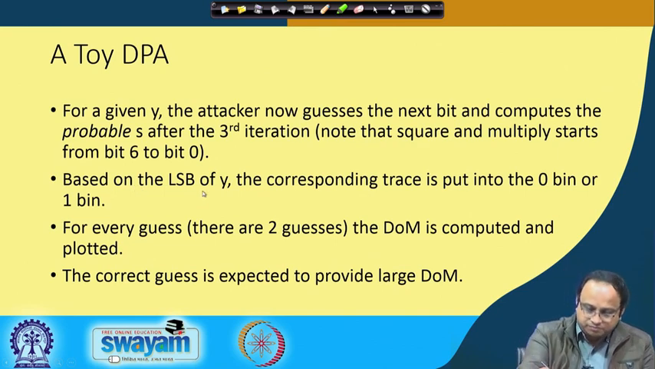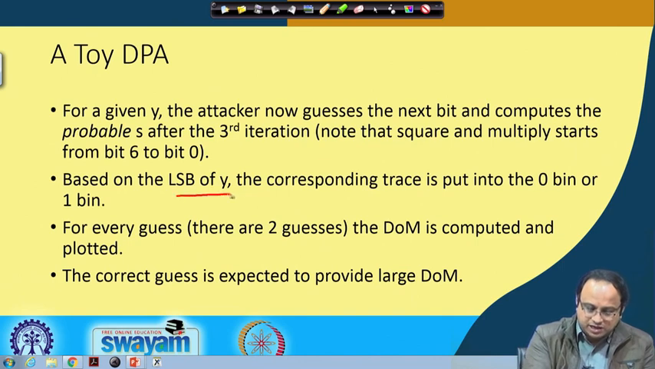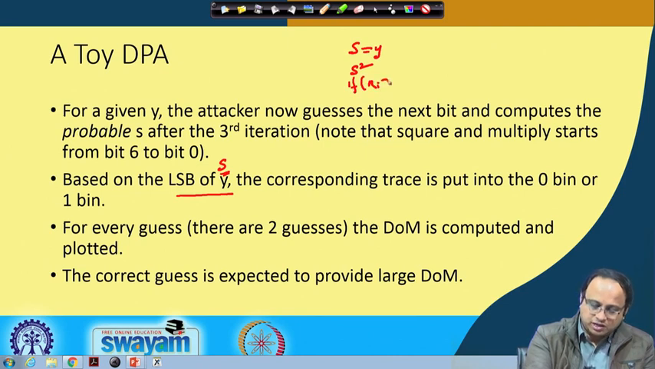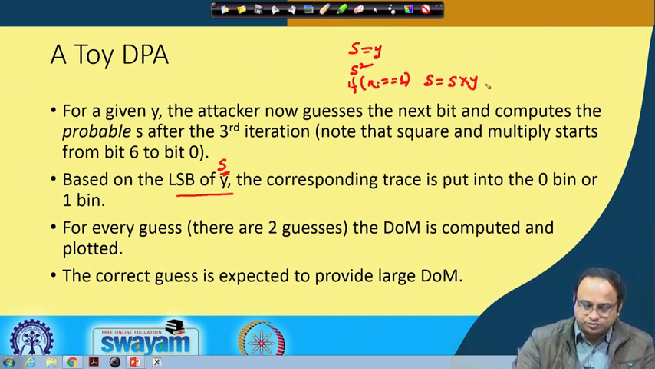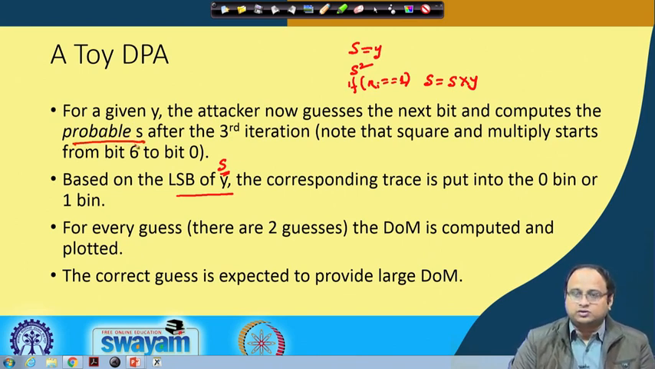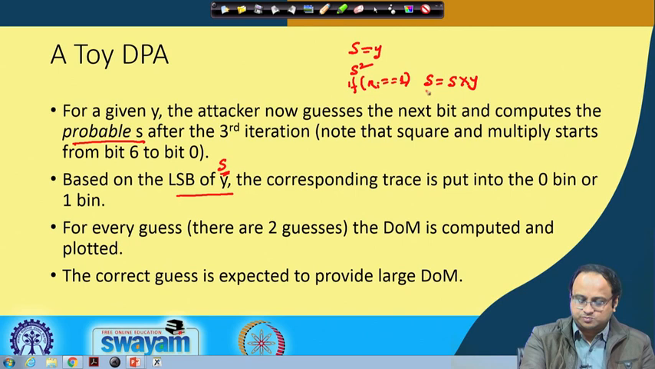It would be better to say that this is the LSB of s, because I am initializing s to y and then squaring every time, and if the key bit is 1, that means if my secret is 1, then I multiply s with y, to get y power of x. So I am observing the probable s after this iteration, and putting the corresponding Hamming weight of s, which is my power value, into the 0 bin or the 1 bin, depending upon the LSB of this s.